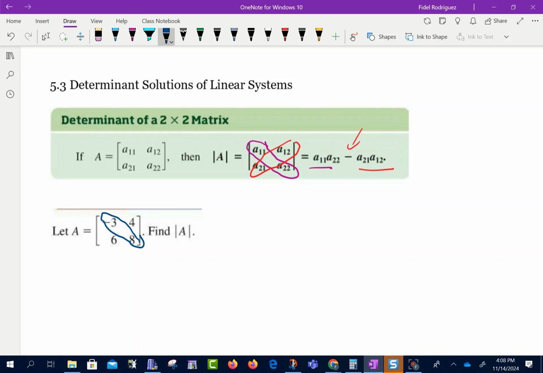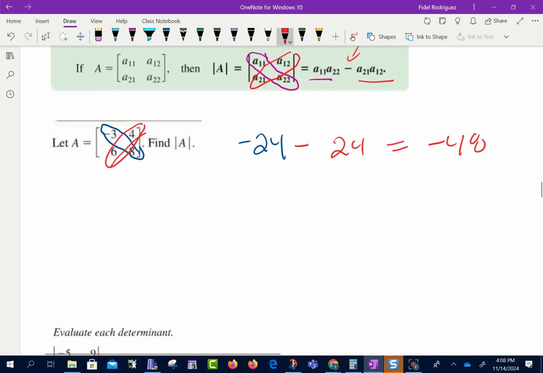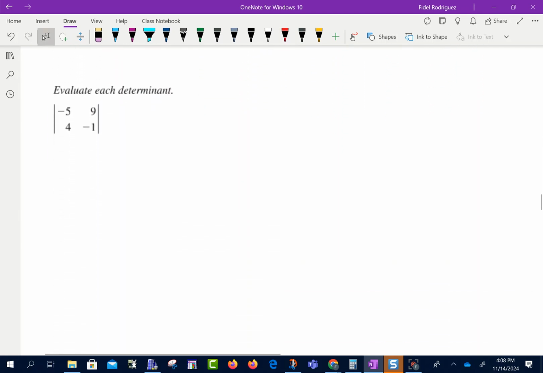Look, y'all, I'm going to multiply here. Negative 3 times 8, negative 24. We're going to multiply those numbers, 24, and we're going to subtract them. Okay, these numbers on this diagonal, y'all, are always going to be subtracted. My answer here, negative 48. Okay, really simple on how to find the determinant. I'm going to scroll down a little bit further because we're going to do another one like that.